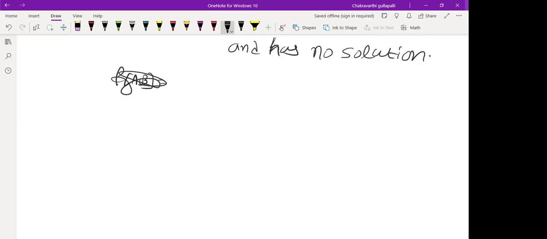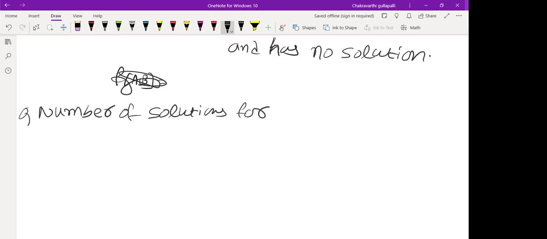Okay. So number of solutions. Question: number of solutions for number 1. I'll solve general systems first, then I will go for previous paper questions.